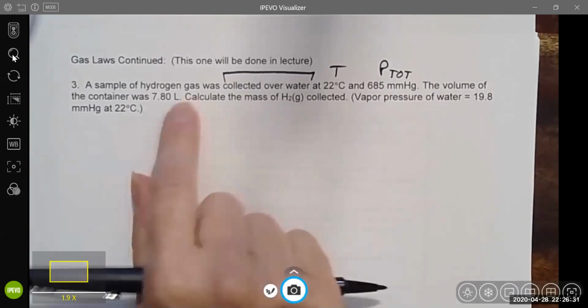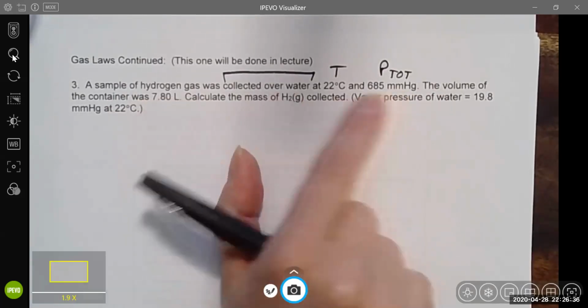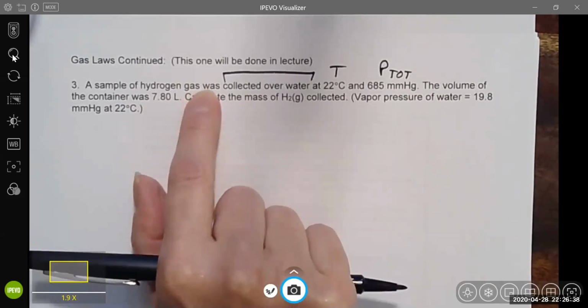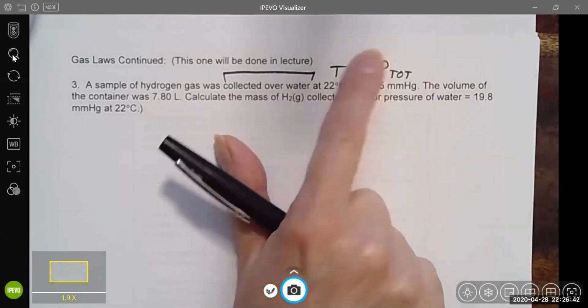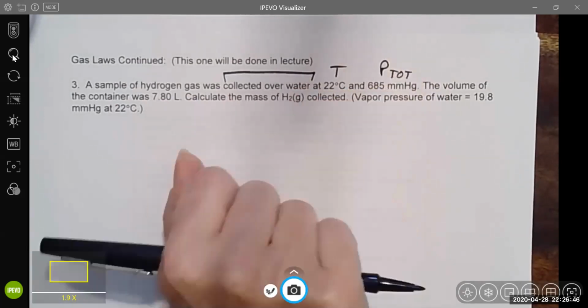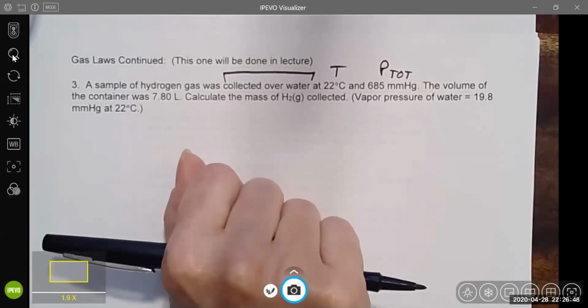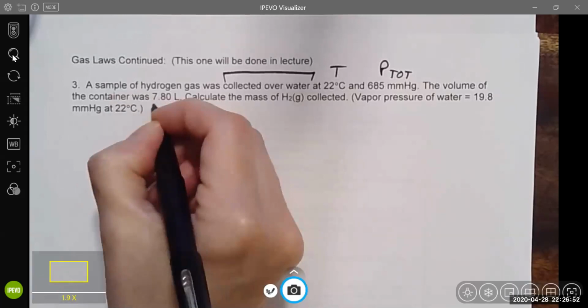Now you might say, well, they said a sample of hydrogen gas, so isn't that the pressure of the hydrogen? No, because the way it's worded, it was collected over water, and this is the atmospheric conditions, temperature and pressure. And therefore that's the total pressure inside the container, okay? The volume of the container was, so that's obvious, that's the volume.